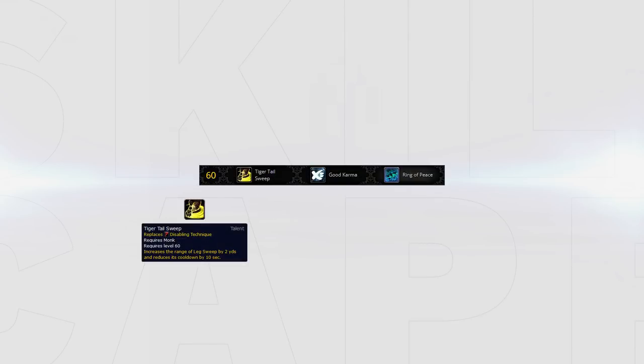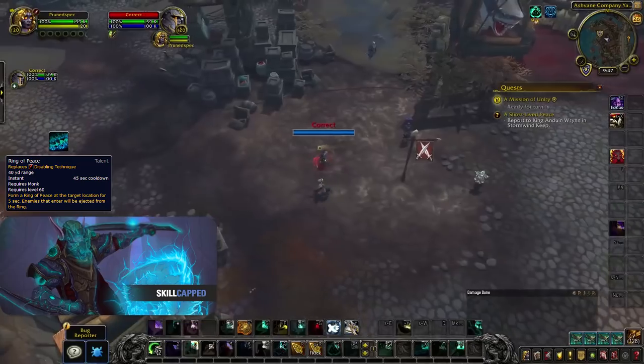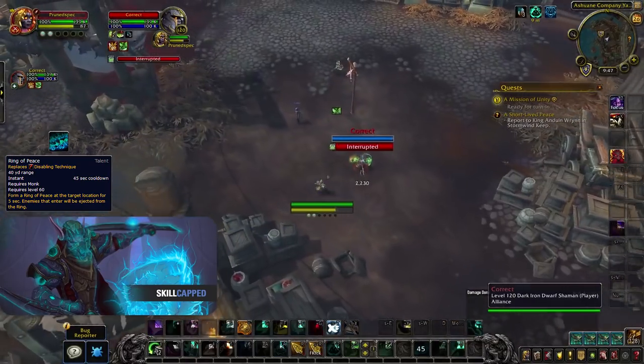Tiger Tail Sweep would be used most of the time. The increased range along with the reduced cooldown of Leg Sweep means you'll land your stun easier and more often. Ring of Peace is also a crazy good talent used for the majority of time to peel against melee.